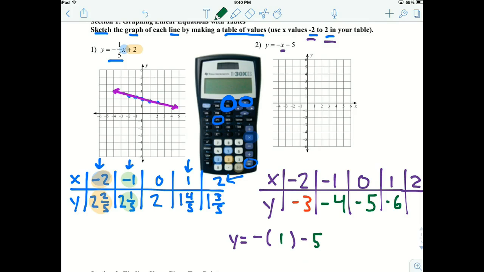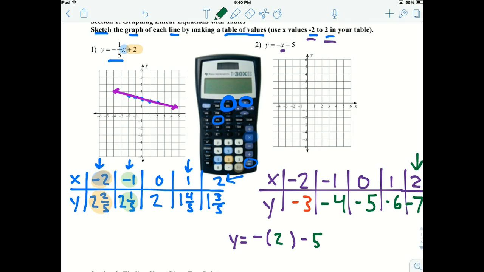And you can start to see a pattern emerging here as well. And the last one you're going to plug in is the +2. X equals +2 right here. And now I have negative of that, so -2 minus 5. -2 made more negative is going to be -7.